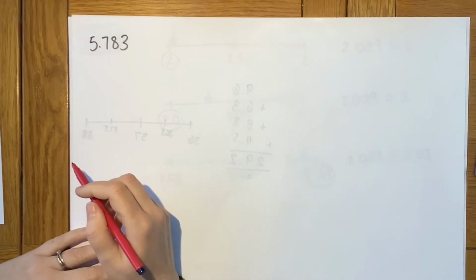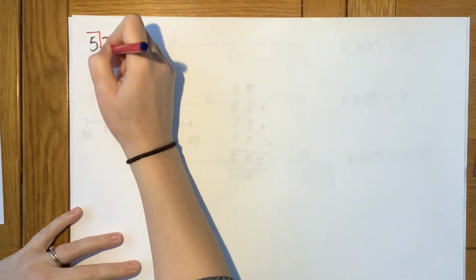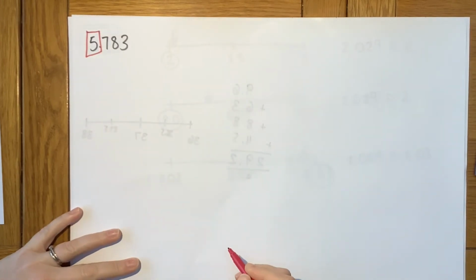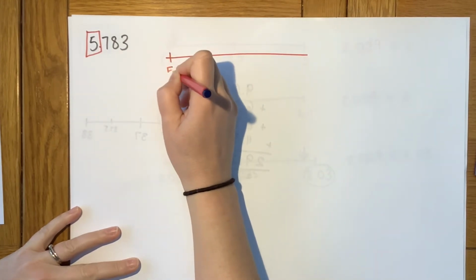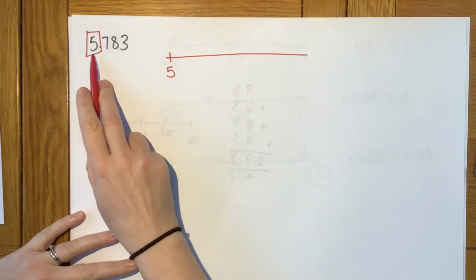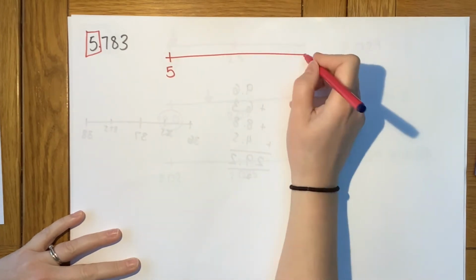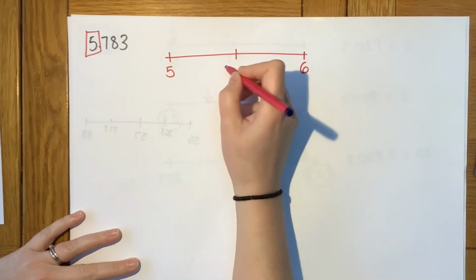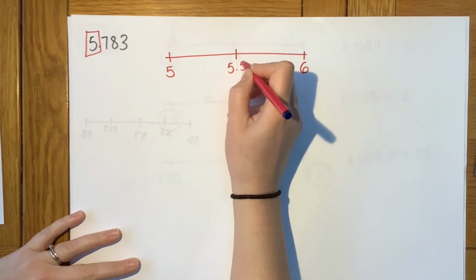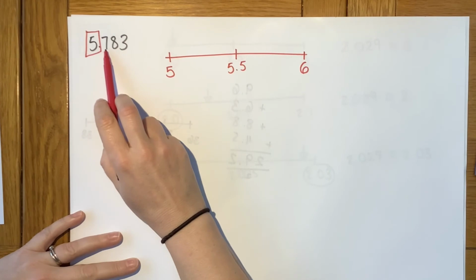First of all, to the nearest whole number. Well, the whole number in that number is 5. So that's what's going to go at this end of my number line. We're going in whole numbers, so the next whole number after 5 is 6. Halfway between 5 and 6 is 5.5. And then I've got 5.783.